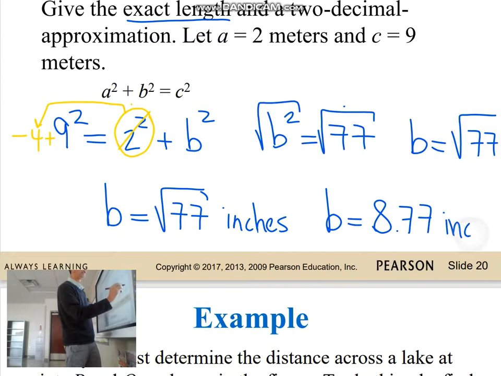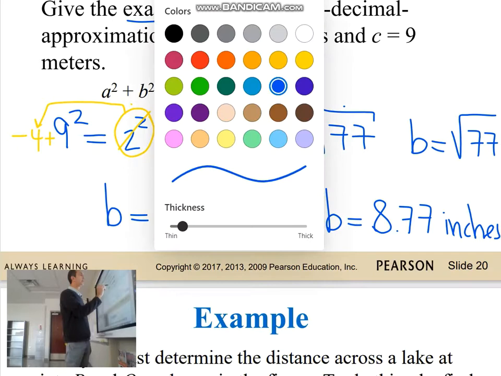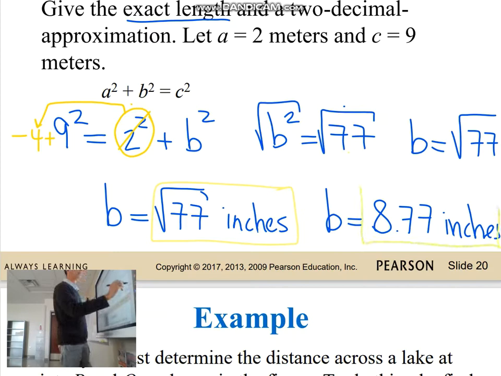Okay, those are the answers. This is the exact answer, and this is the two decimal approximation. Another example, and now we have a word problem.